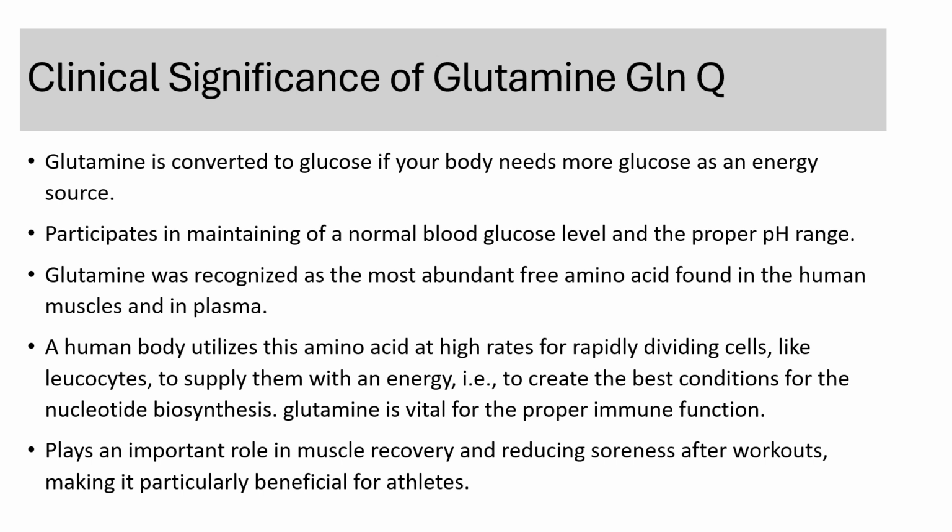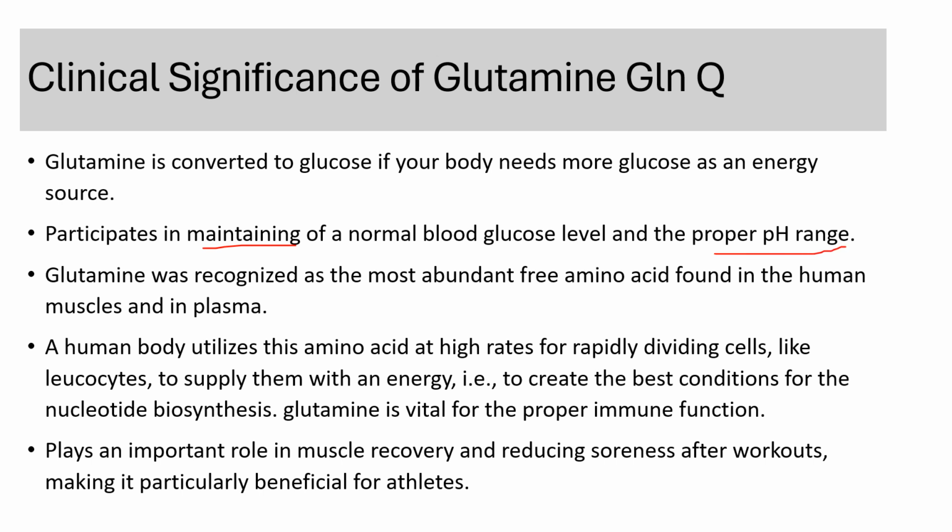Glutamine is converted to glucose if your body needs more glucose as an energy source. It participates in maintaining a normal blood glucose level and proper pH range. Very important because it manages pH range. Okay.